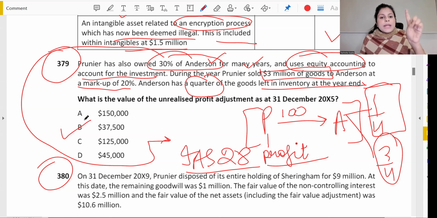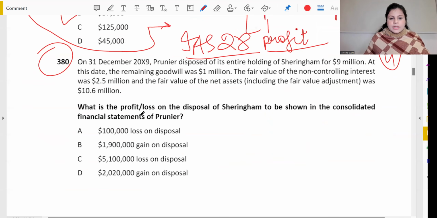So one learning point for today. When it is a sale between parent and subsidiary, I don't do this last step, which I just did, the 30% thing. But when it is a sale between parent and associate, I need to do this. This is one learning thing that you have achieved today. Are we all clear? Let's move on to the last question, 380.